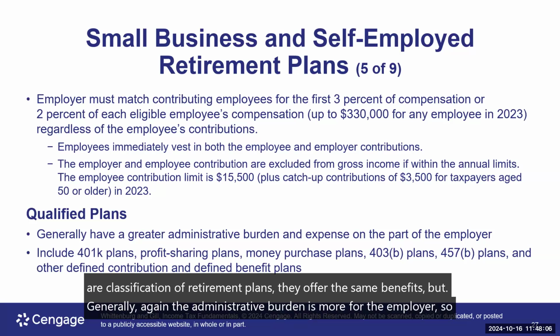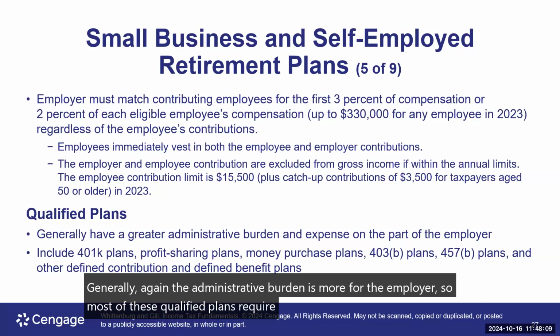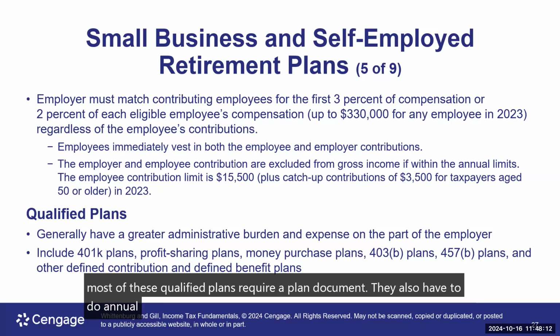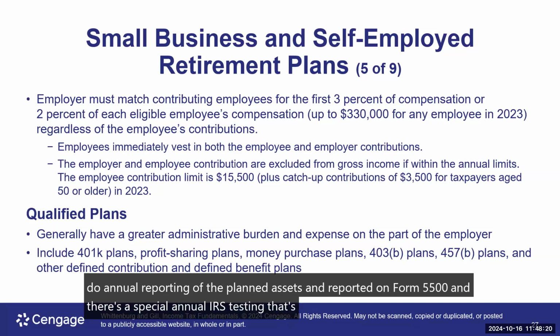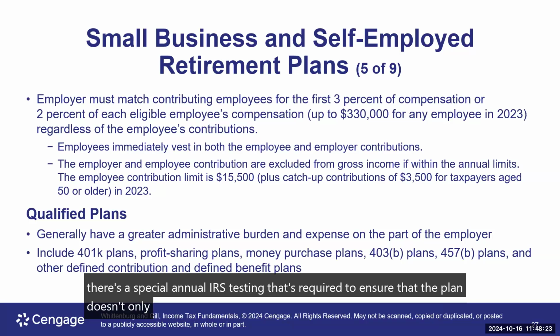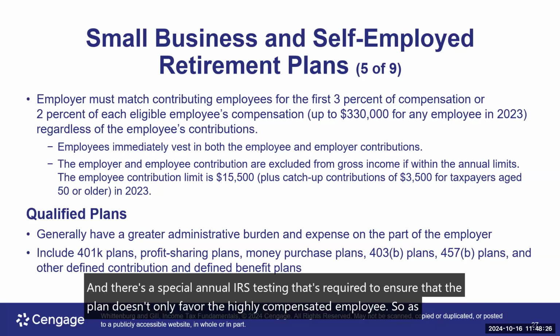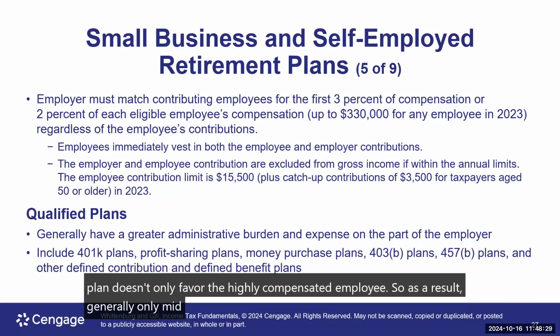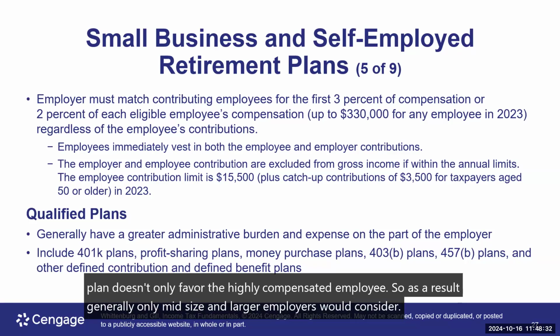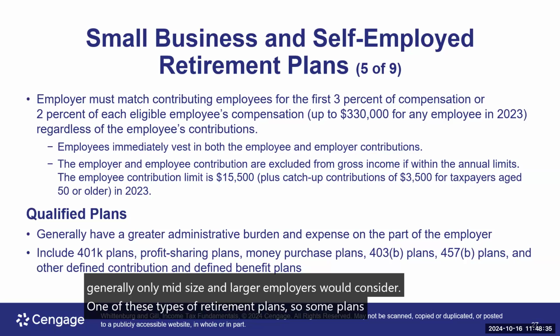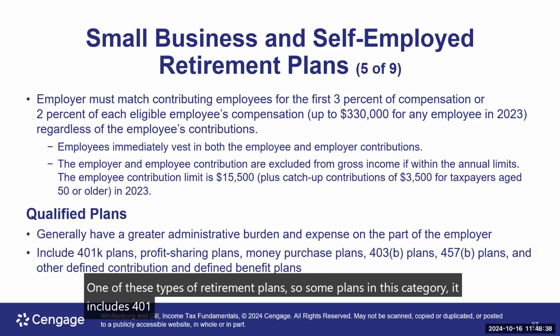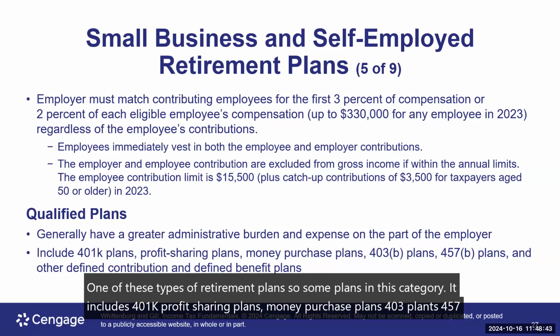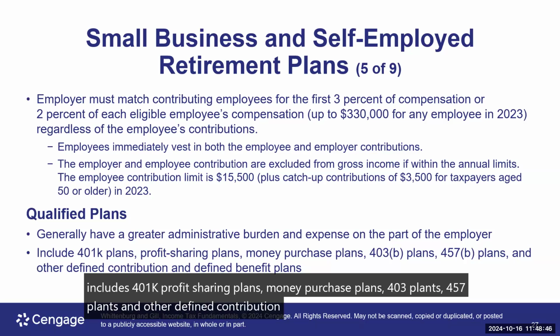So most of these qualified plans require a plan document. They also have to do annual reporting of the plan assets and report it on Form 5500. And there's a special annual IRS testing that's required to ensure that the plan doesn't only favor the highly compensated employees. So as a result, generally only mid-sized and larger employers would consider operating one of these types of retirement plans. Some plans in this category include 401(k), profit sharing plans, money purchase plans, 403 plans, 457 plans, and other defined contribution and defined benefit plans.